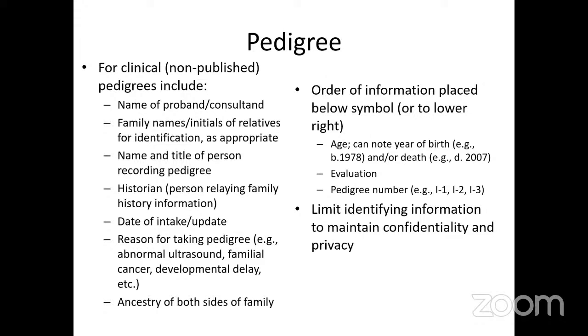And then the pedigree number. The Roman numerals are for generation and the Arabic numerals are for sibship. And we need to limit identifying information to maintain confidentiality and privacy. This is very important when you want to publish these pedigrees. In genetic papers, many times we actually publish the pedigree. So we need to keep in mind to be confidential, and you should respect and protect the privacy of the patients.